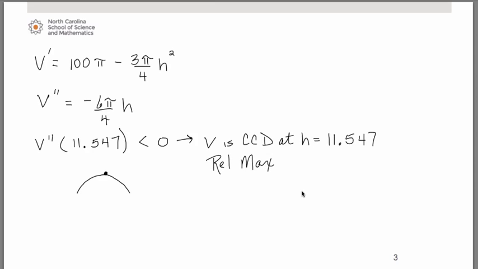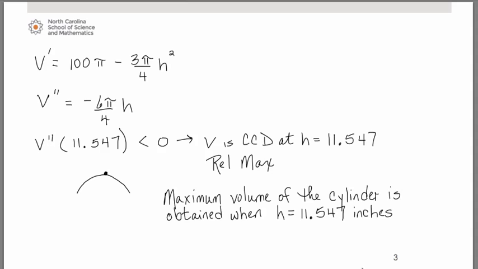And that's how you can use the second derivative test as an alternative to doing the first derivative test and the number line analysis. If you go back to the original question, all we were asked to determine was the height of the cylinder that would provide for the maximum volume. And we now have found that the maximum volume of the cylinder is obtained when h is approximately 11.547 inches.